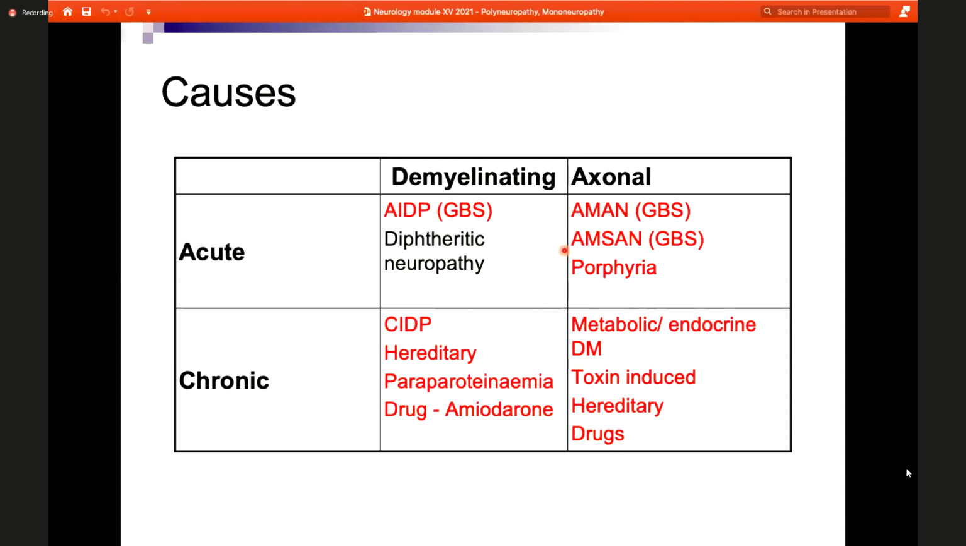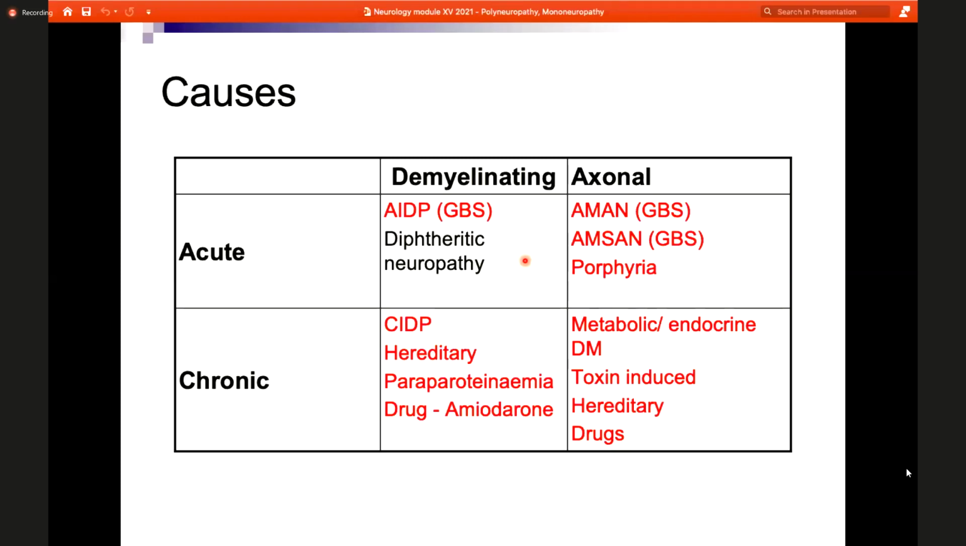Next, we will take acute axonal neuropathies. You can have acute motor axonal neuropathy and acute motor sensory axonal neuropathy. Both are two forms of axonal Guillain-Barré syndrome. Then the next cause is porphyria, neuropathy due to acute intermittent porphyria, which is also very rare.